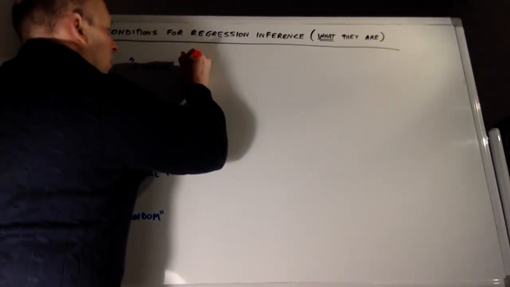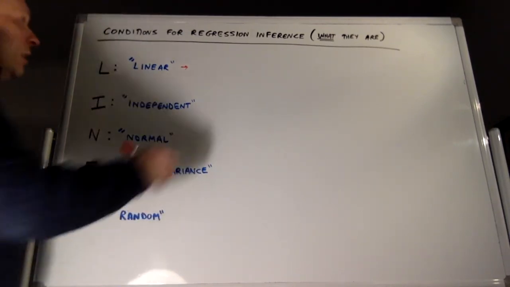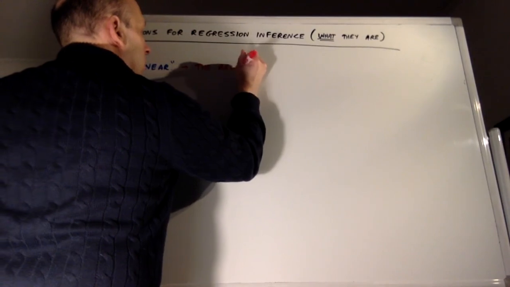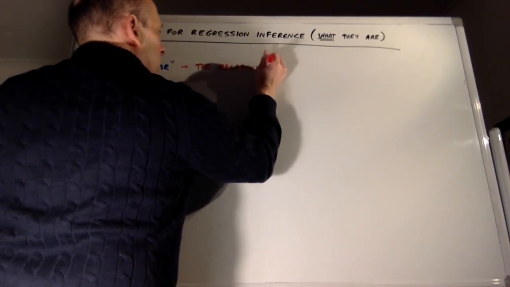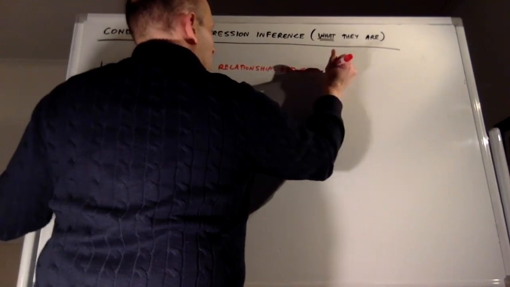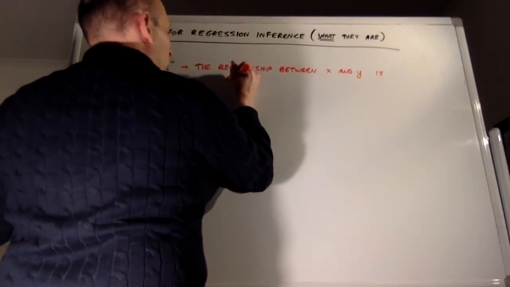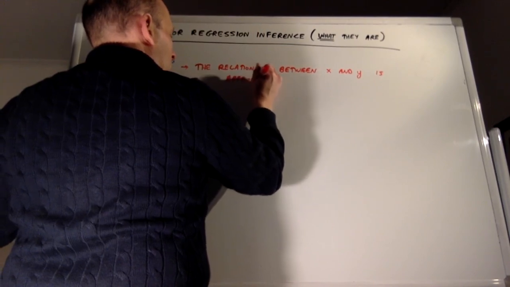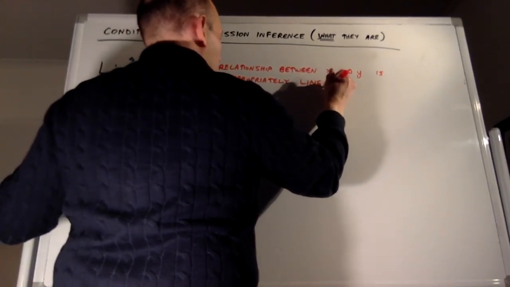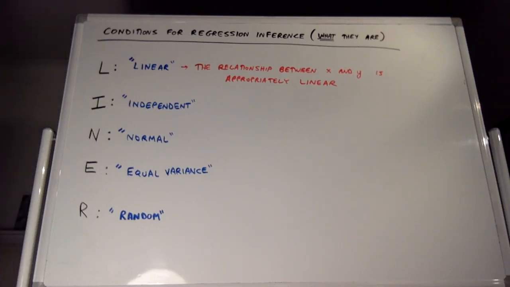So this condition here is going to be the following. The relationship between x and y is appropriately linear. So we don't want a curvy relationship, we want a linear one. So that's the first condition, what it is. Now the second one is independent.